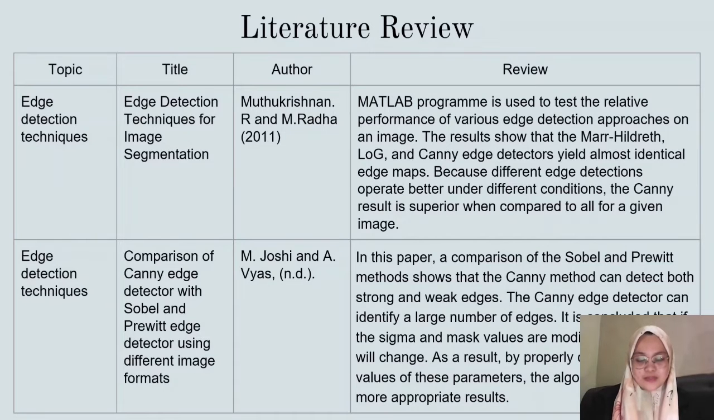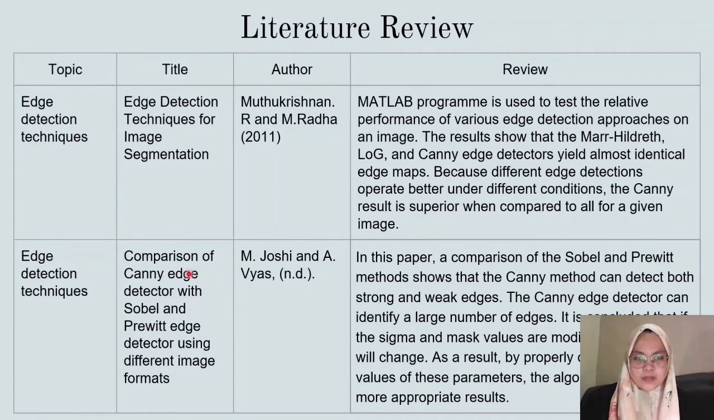For this assessment, we reviewed a few research papers and selected three of them. The first is Edge Detection Technique for Image Segmentation by Muthukrishnan and M. Radha. In this paper, the results show that the Marr-Hildreth LoG and Canny edge detectors yield almost identical edge maps, because different edge detectors operate better under different conditions. The Canny result is superior when compared to all others for a given image.